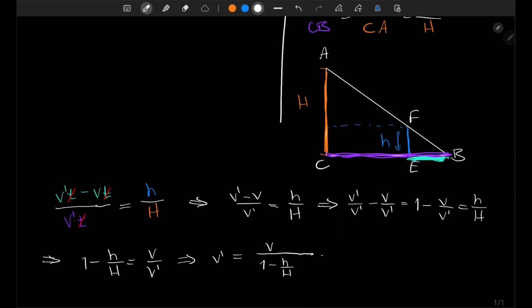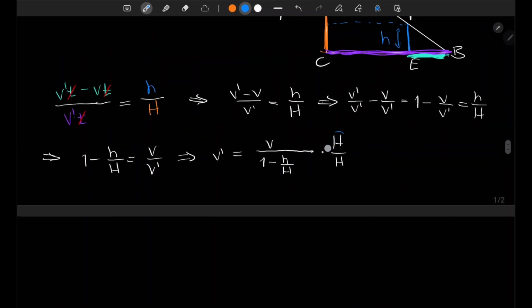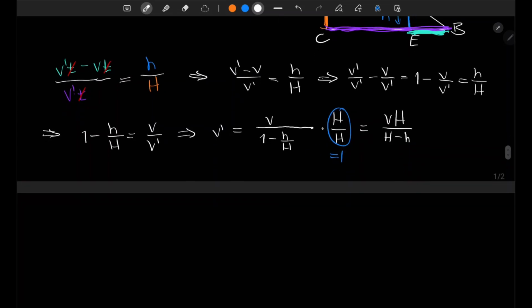Then I can multiply the top and the bottom by big H. I'm multiplying by 1 here, since this guy is equal to 1. So v prime is equal to v H over, if I multiply this guy by H, the 1 becomes an H. And then I subtract little h over big H times big H, so this h and this H cancel. So this is our v prime. And now we can plug in for what we have.